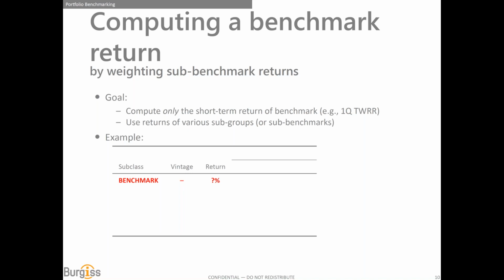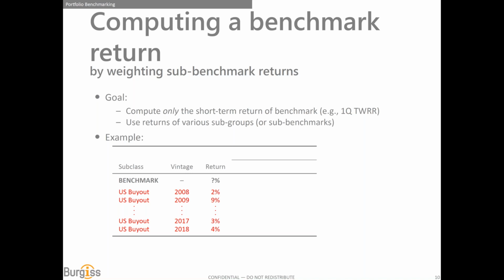And then the idea is that we'd like to compute the benchmark return, or the composite return, in terms of the returns of the various subgroups that went into that portfolio. So suppose, for example, that the benchmark we want is exclusively just a buyout benchmark, and the subgroups are just the separate vintages that we've committed to. If you look at the example on the bottom of the slide, we're looking for the benchmark return, and we want to compute that number in terms of the returns of each of those subcomponents.